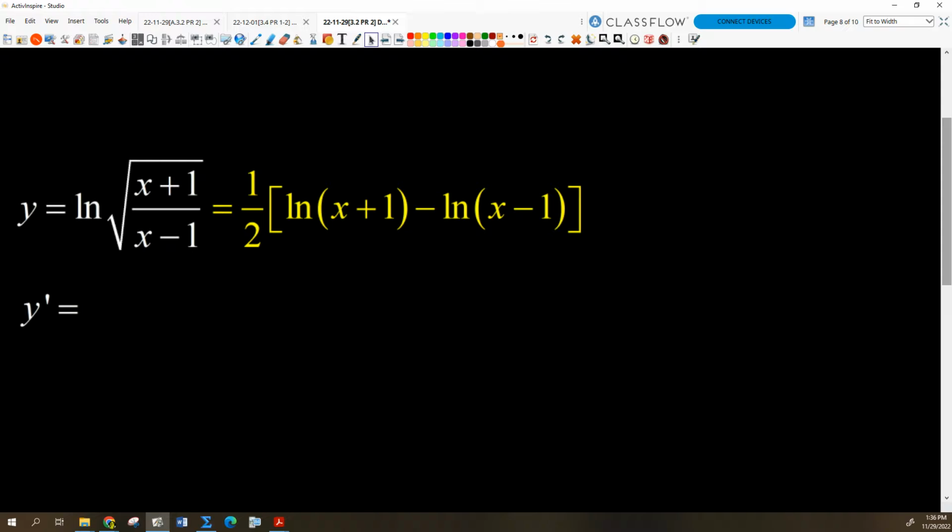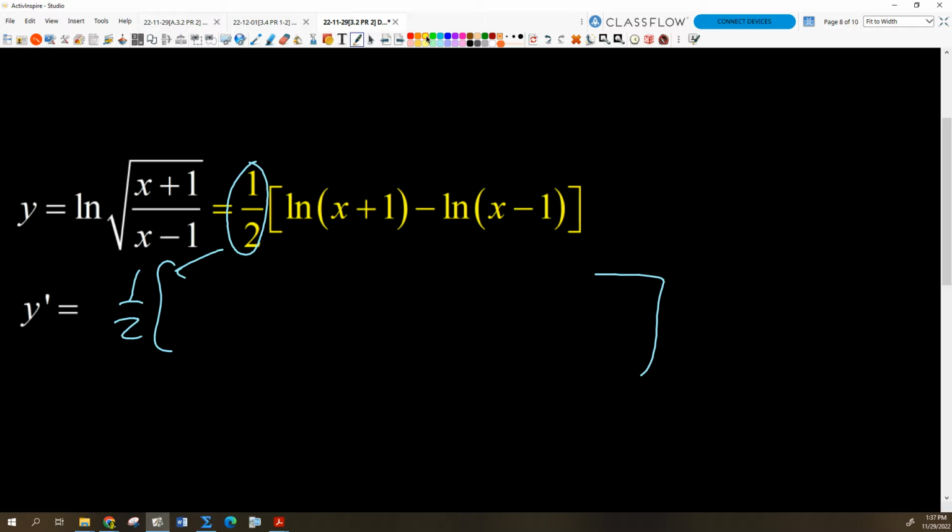This is pretty simple though. If I expand that using properties of logs, way easier. What do I do with the 1/2 when I'm differentiating? Leave it out front. It's a constant, right? So the 1/2 stays out front. And then I just have to differentiate everything inside, but I've just got two terms. I'll just differentiate term by term.